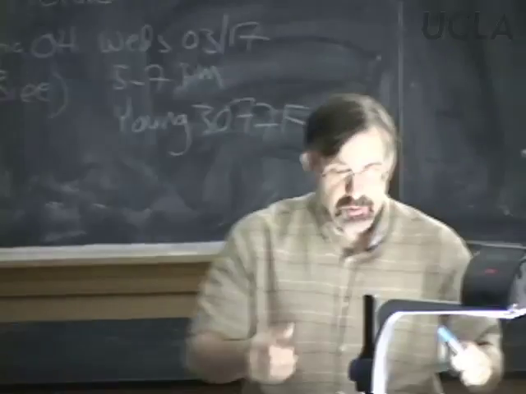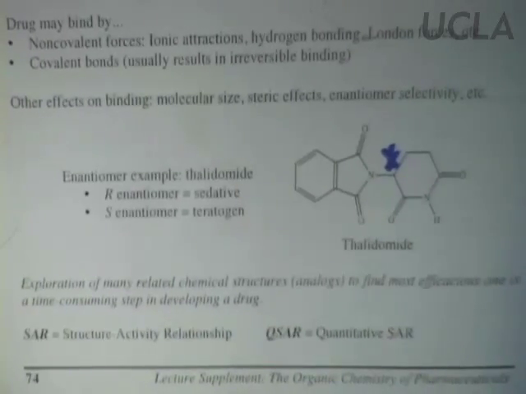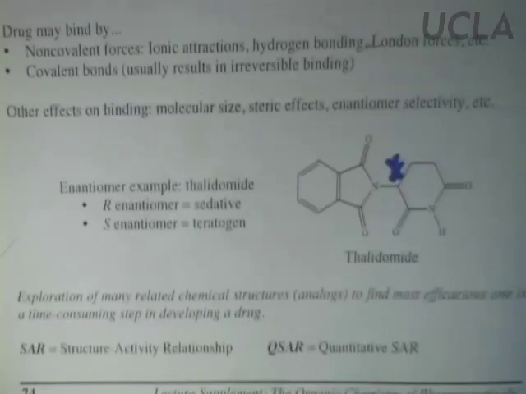For example, here's a great example of that. Thalidomide, a molecule we talked about before. Thalidomide has a single stereocenter right there at that carbon. So it has two enantiomers. And as we said before when we were talking about stereochemistry back in 14C, those two enantiomers have different biological properties. The R enantiomer has the desired sedative effect.